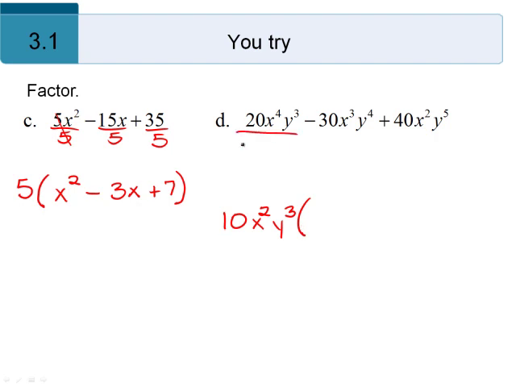Now go back and put the common factor up underneath each term. It's so much easier if you put it under there so that you can see what it's going to cancel out to be instead of trying to do it all in your head.